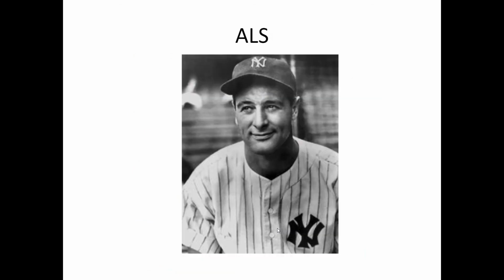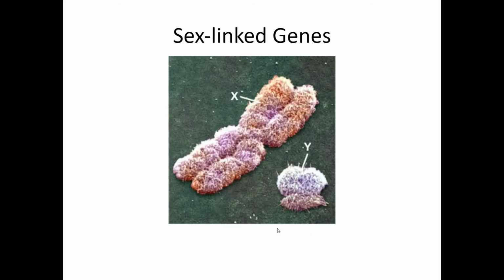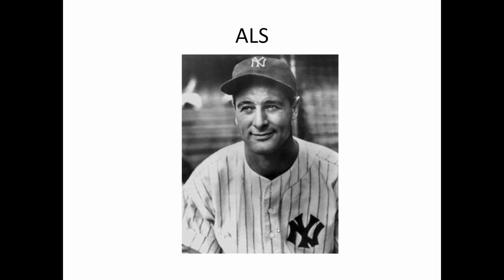ALS is one that is a chromosomal disorder. It's one that's affected on the 21st chromosome. Really small chromosome, but it causes a lot of health problems, and ALS is one of them. And ALS is commonly called Lou Gehrig's disease, which is why I have a picture of Lou Gehrig here.